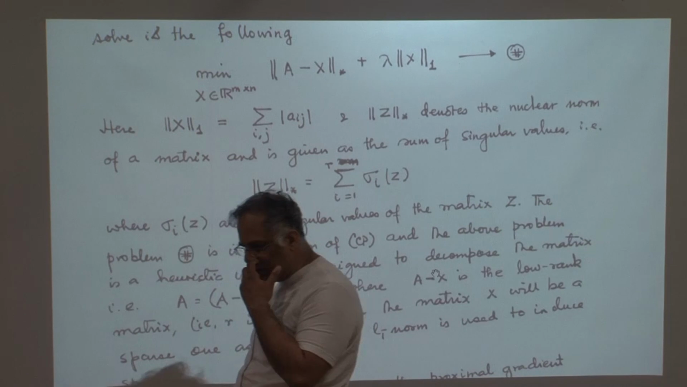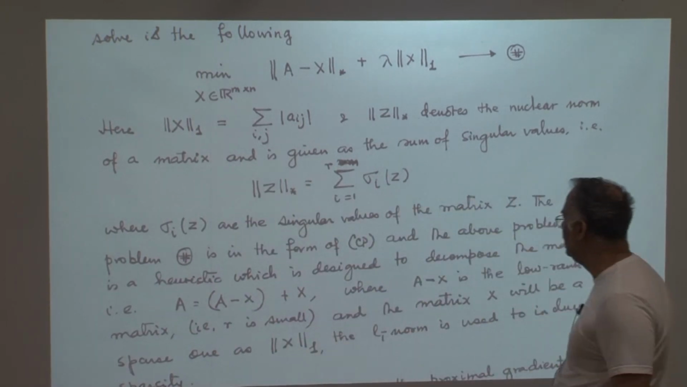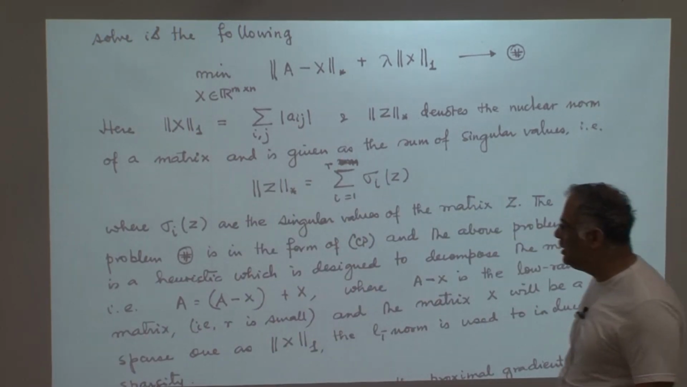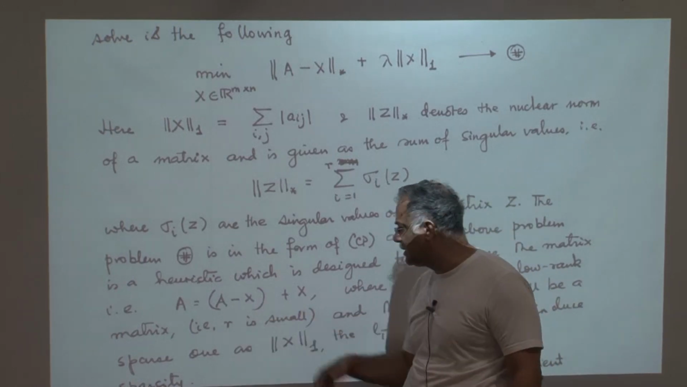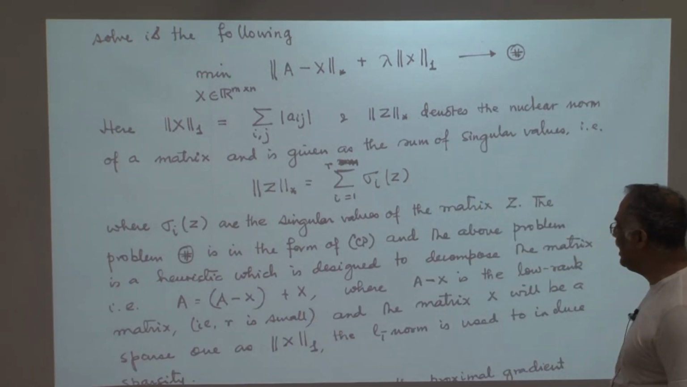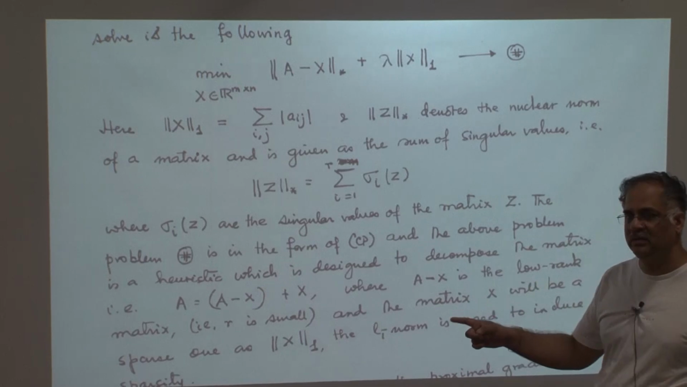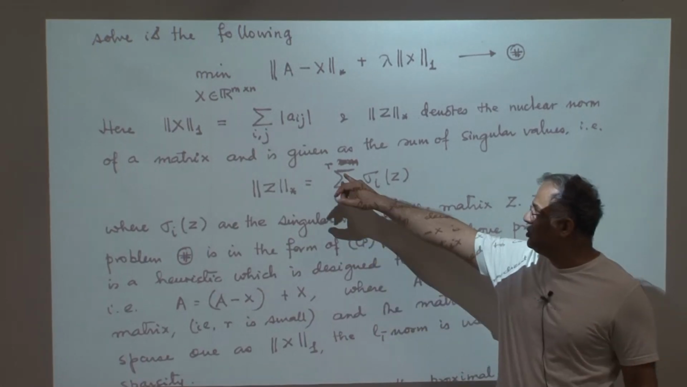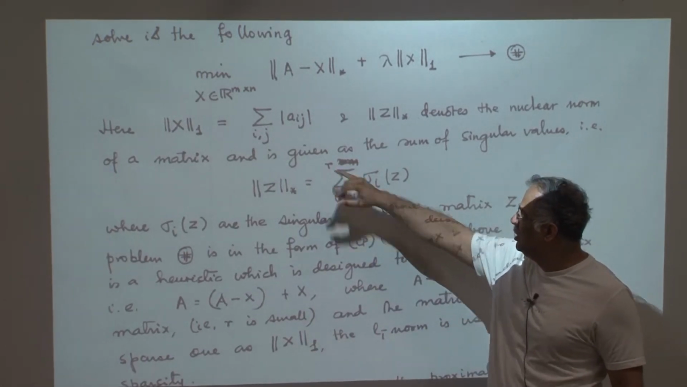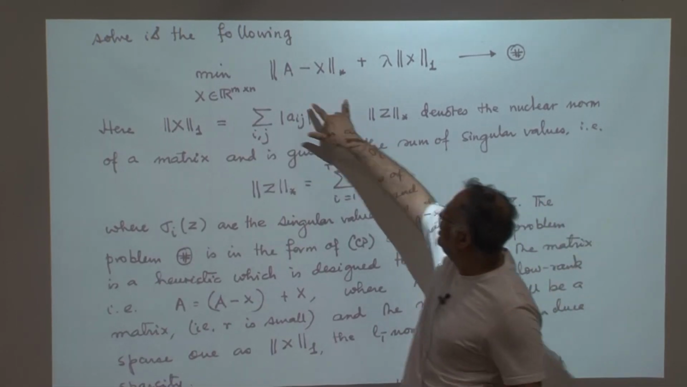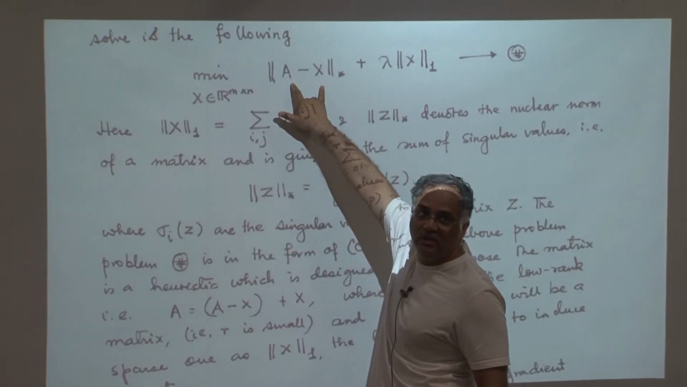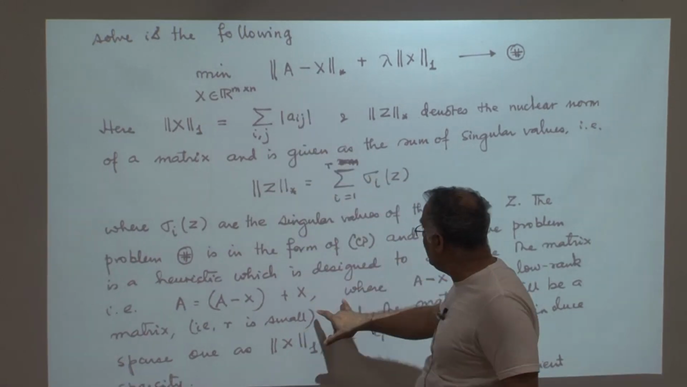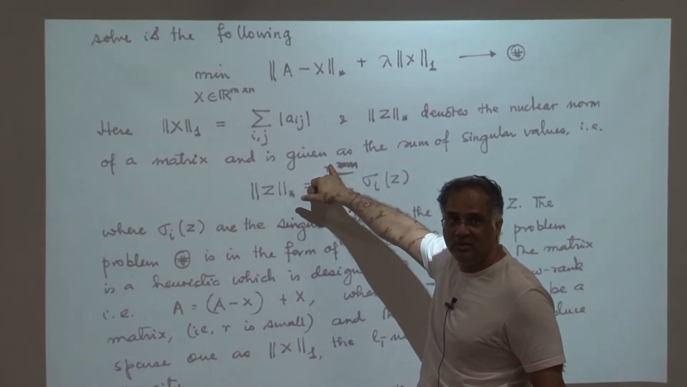So, in your mind, what is the crude thing that you have done? You have decomposed the matrix into A minus x and x. So, A minus x is the low rank matrix, that is, this R is actually the rank of the matrix. That is why we are trying to compute the nuclear norm, because nuclear norm is actually depending on R.